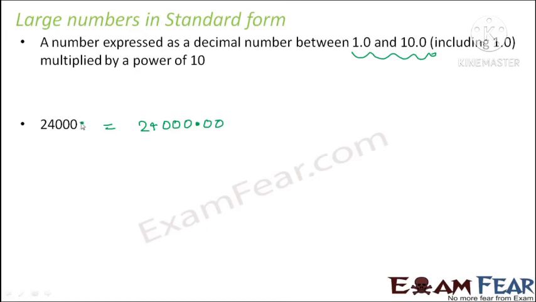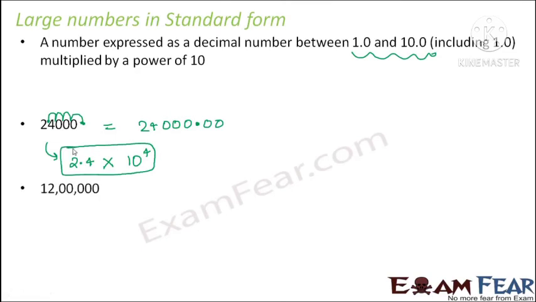So we want to shift the decimal point to such a place that we get a decimal number between 1 and 10. Where will we shift it? We shift it 1 jump, 2 jump, 3 jump and 4 jump. We shift it here so that it becomes 2.4 and then we multiply it by a power of 10. How much power of 10? How many jumps have you taken here? The point was here and then 1, 2, 3, 4. So total 4 jumps. So it will be 10 to the power 4. So this is the standard form of this number: 2.4 into 10 to the power 4.